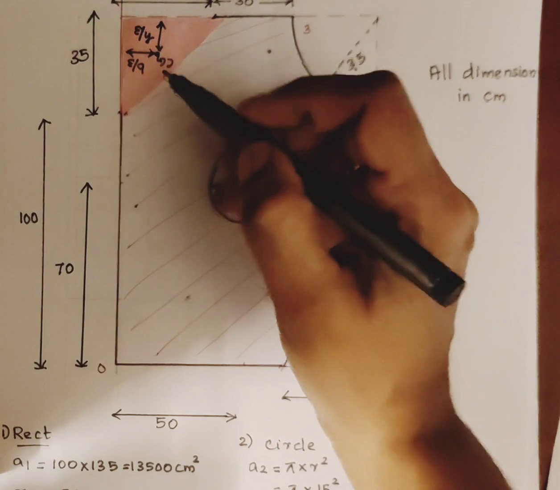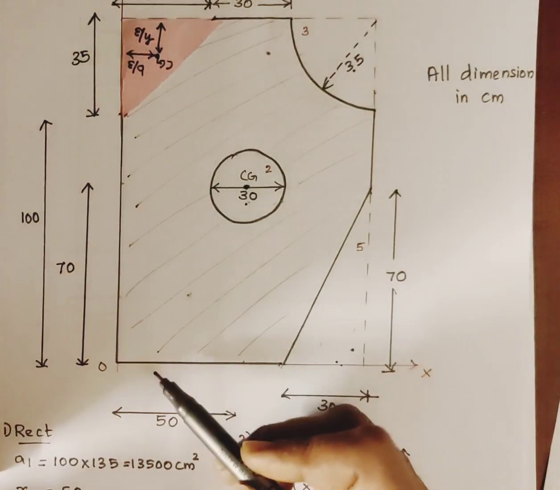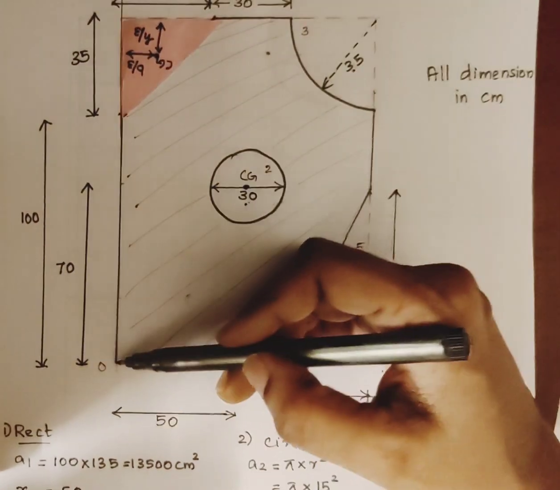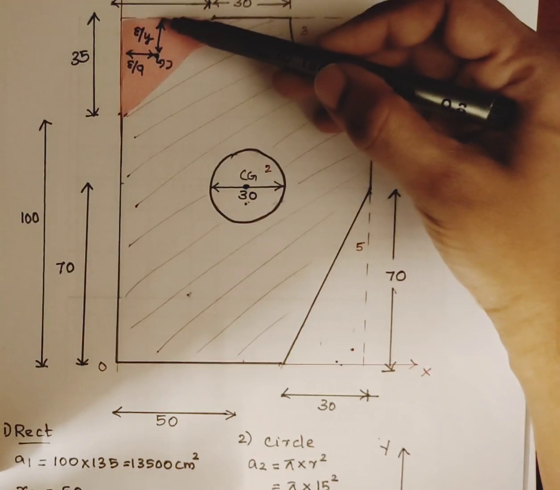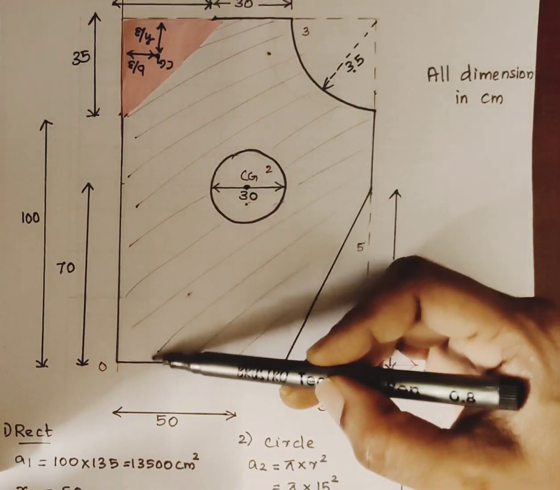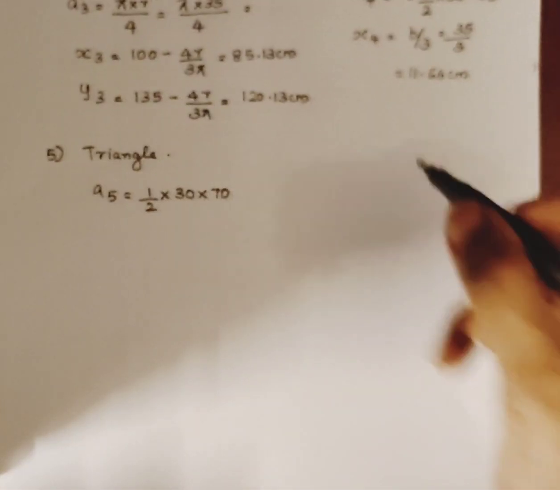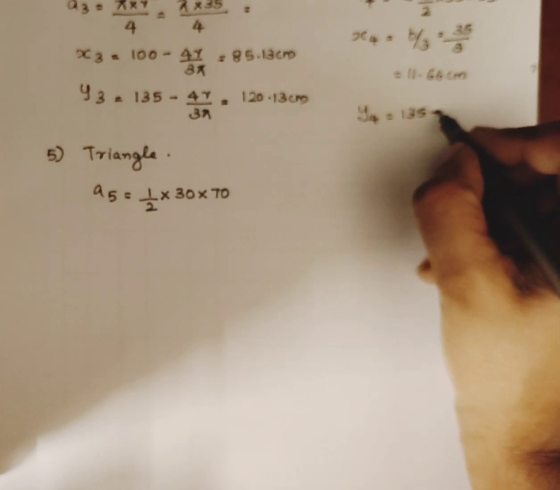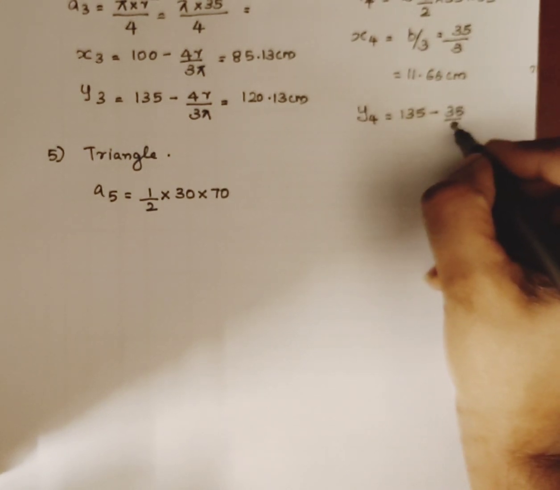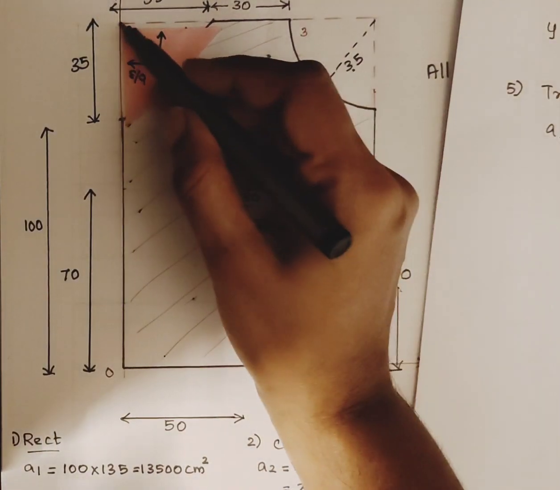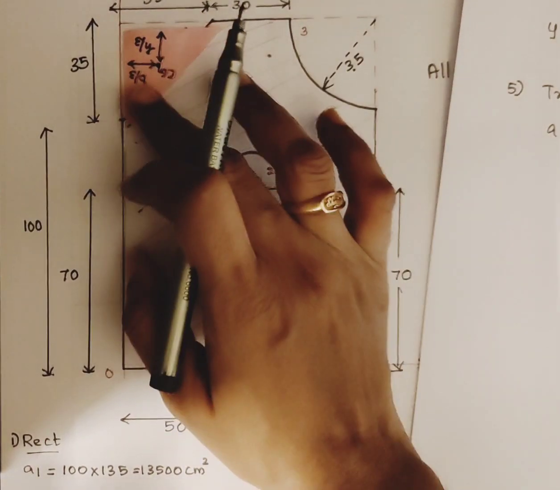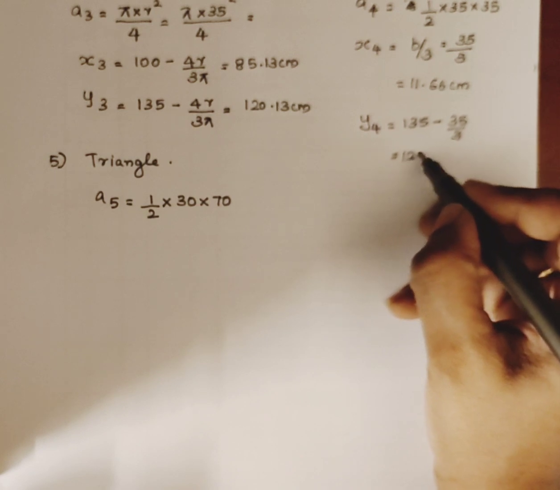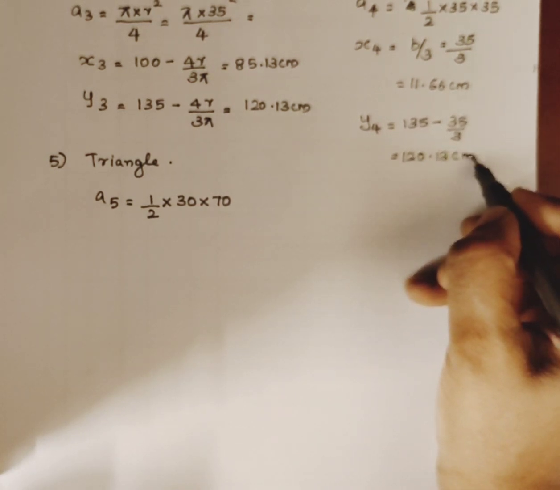So next you have to get the distance of the centroid from the OX axis. So this length you have to get. So total length is 135. You have to deduct this length h by 3 to get this value. So y4 is equal to 135 minus 35 by 3, where 35 is this height. And that is equal to 120.13 centimeter.